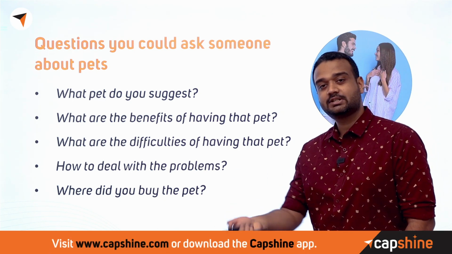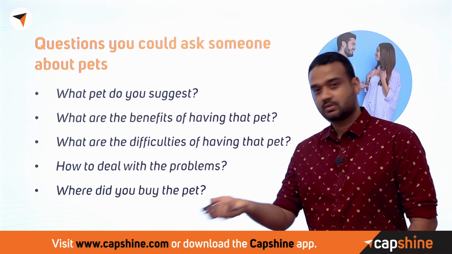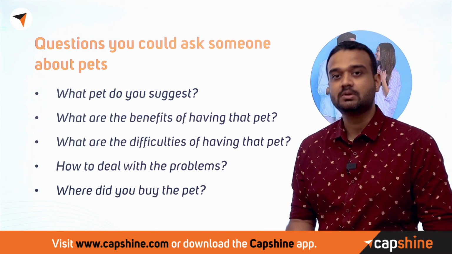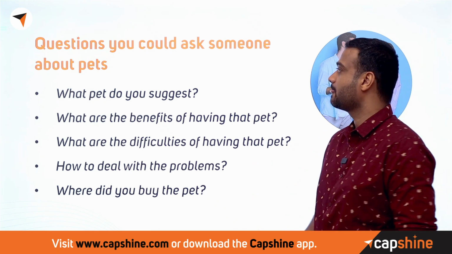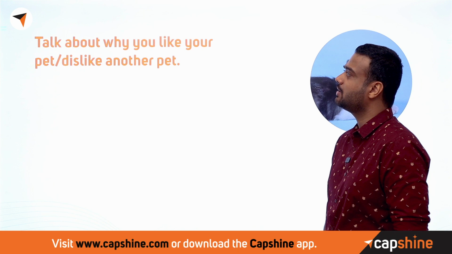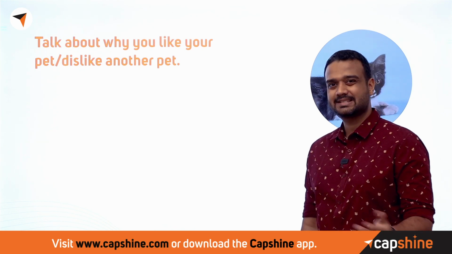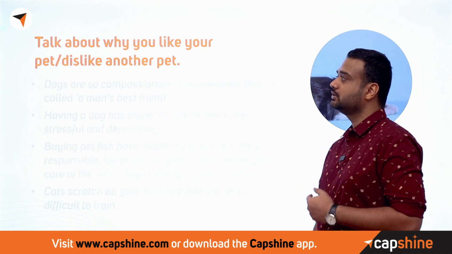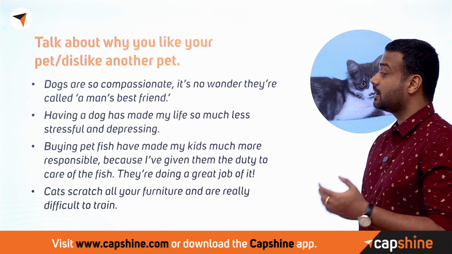So that's a conversation that you've just had with two people, one figuring out what they can do or how they can get into the activity of having a pet. Let's look at another conversation point. Let's talk about why you like your pet or dislike another pet. Let's go through a few of them. Again, these are conversation points you could use when discussing pets.